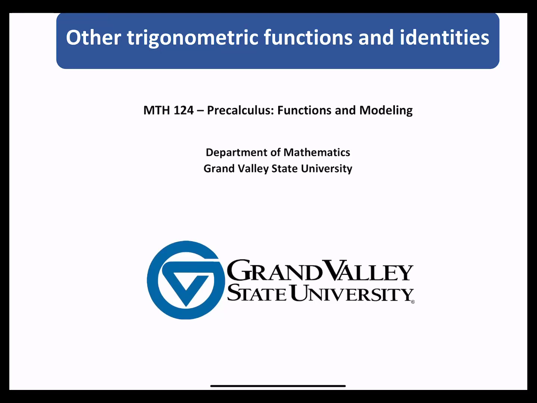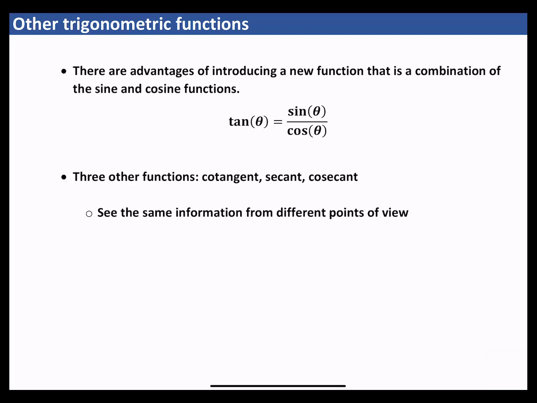Hello and welcome to the screencast on other trigonometric functions and identities. We have seen that there are advantages of introducing a new function that is a combination of the sine and cosine functions in order to more simply express certain ratios in triangles. In particular, we know that the tangent function is defined as the quotient of the sine and cosine functions.